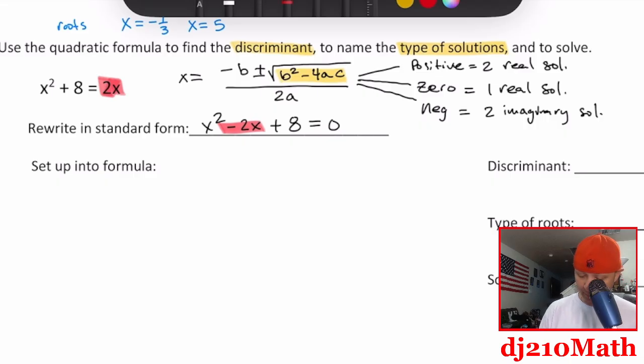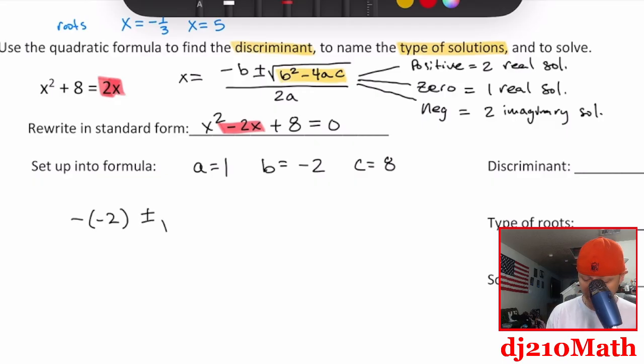Okay. The a value is 1. Not x squared, but the number in front, 1. B is negative 2. Not negative 2x, negative 2. C is 8. So when I plug these into the quadratic formula, I should get negative, because that's part of the formula, b is negative 2. Okay, negative 2, plus or minus the square root of b squared. Okay, notice b squared, I have to put b in parentheses.